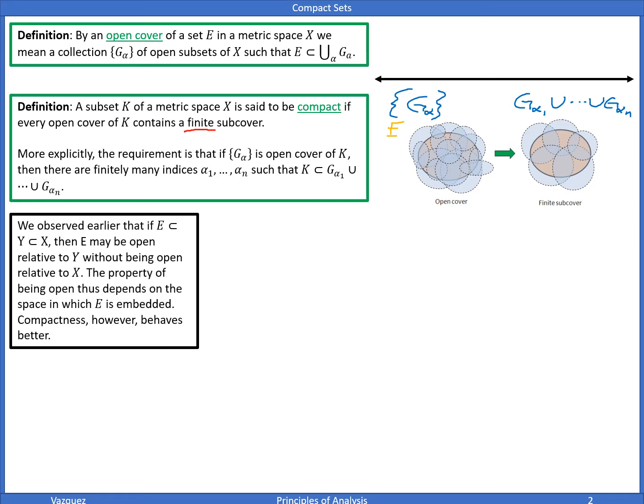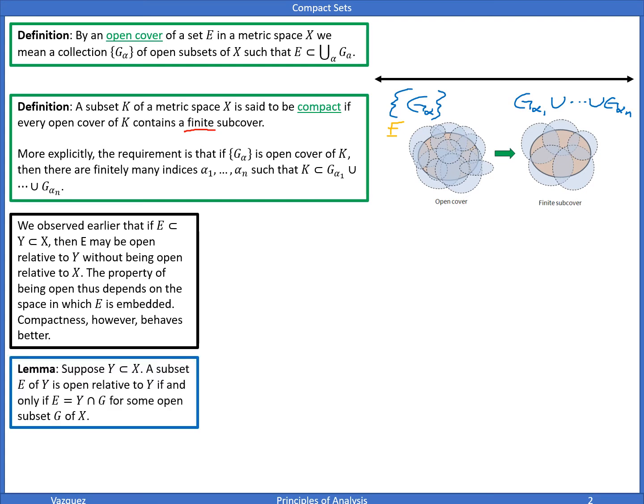Okay, so with that said, we observed in the last lecture that if E is a subset of Y and Y is a subset of X, then E may be open relative to Y without being open relative to X, meaning E is open in Y, but E isn't necessarily open in X. That's what we mean by E is open relative to Y. So the property of being open thus depends on the space in which E is embedded. Compactness, though, as you can read here, behaves better. And we're going to have a theorem. But before we introduce that theorem, we need this lemma.